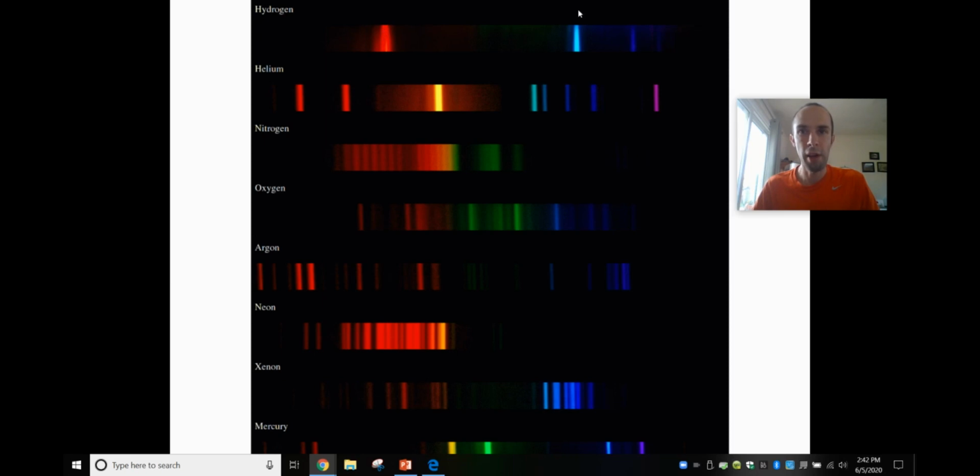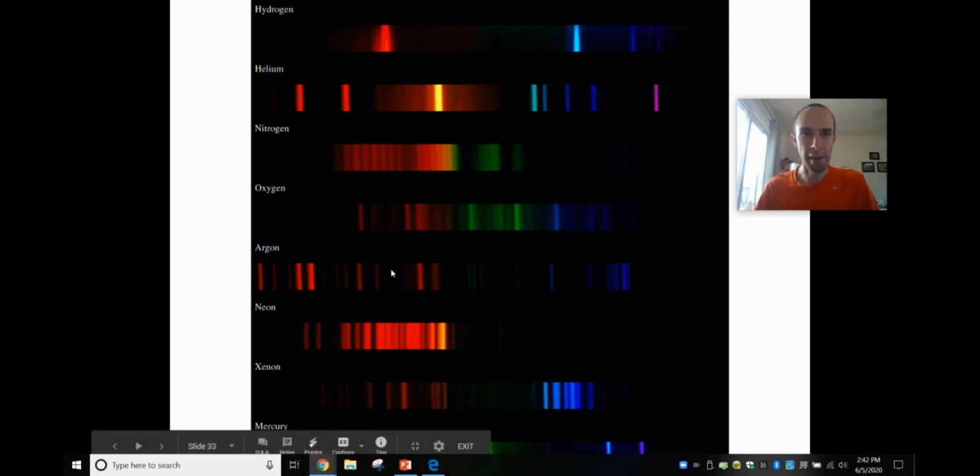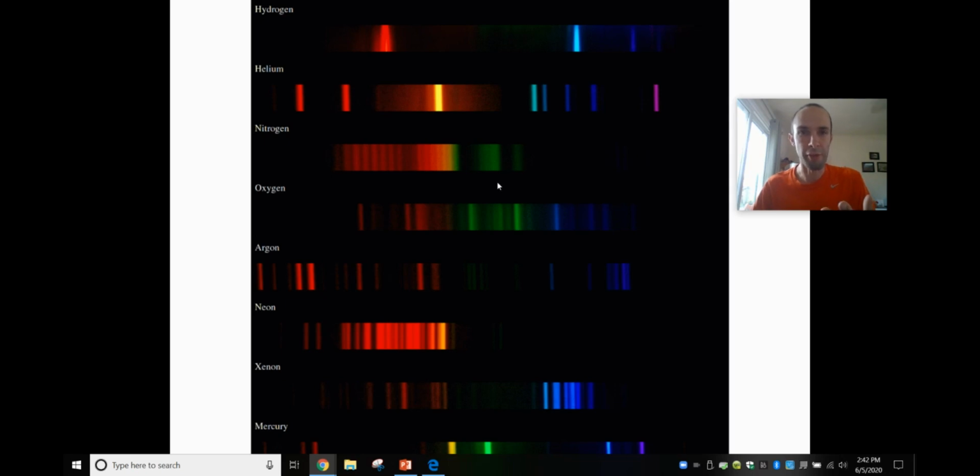It's actually called red alpha. And there's a little bit of a turquoise blue here, and then a couple other ones in the mix there. Here's some of the other ones which are interesting. Helium. You can see they're all different. They're all unique. It's kind of like the fingerprint of that element.